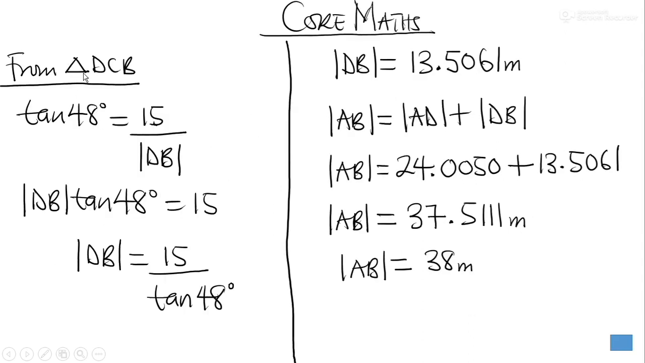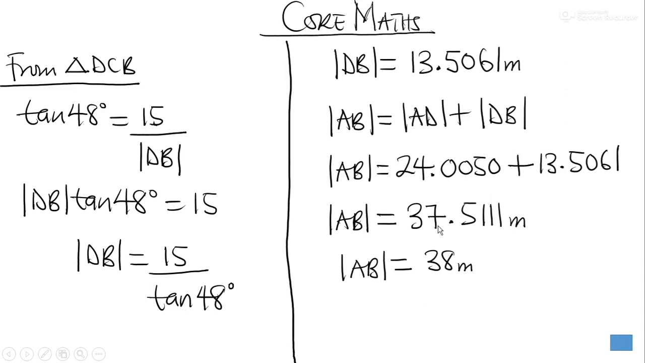Good. So from triangle DCB, tan 48 degrees will be equal to 15 on DB. So making DB the subject, DB will be equal to 15 on tan 48 degrees. And with the help of the calculator, DB will be giving us 13.5061 meters. Good. And as we saw earlier, to find AB, you have to add AD to DB. So we substitute the values and then we simplify. And we'll be having AB to be 37.5111 meters.